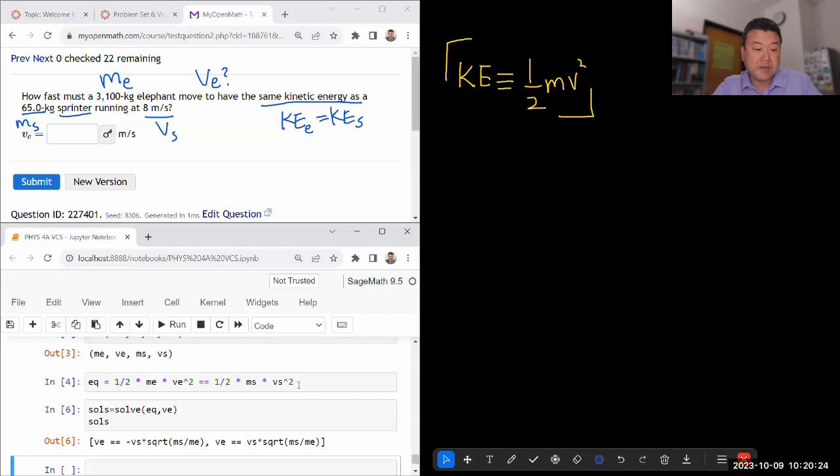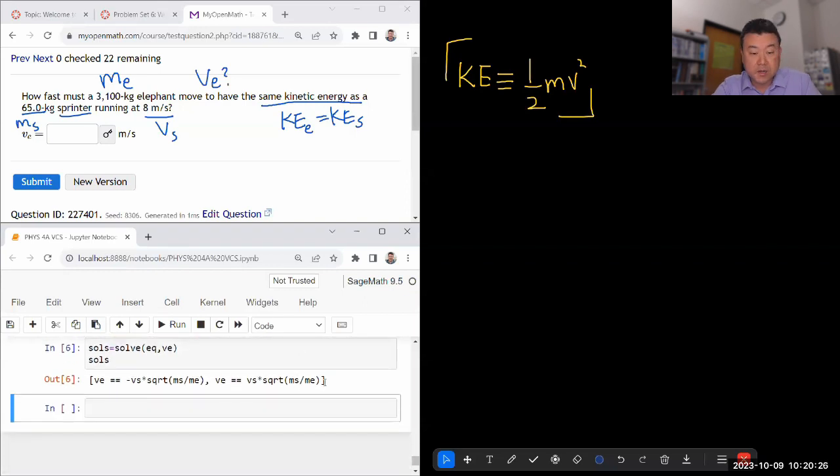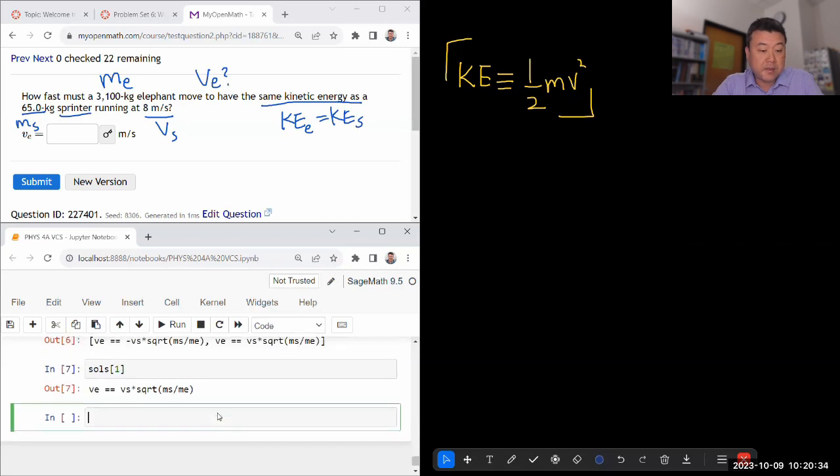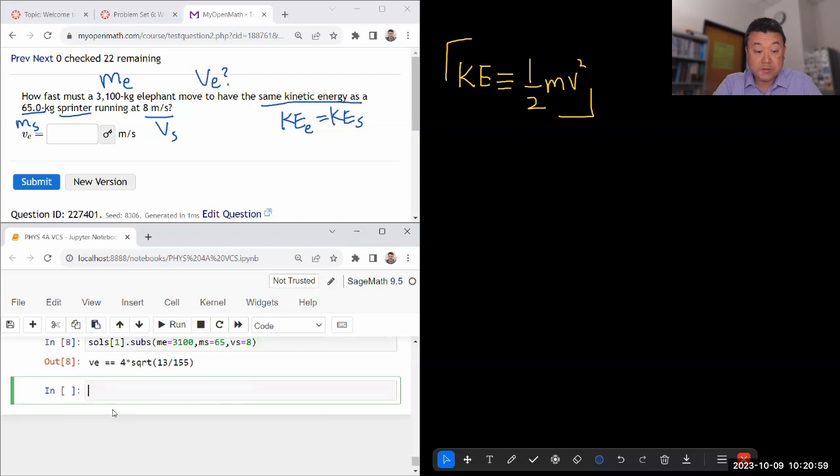Now for the speed, I'm looking for the positive answer. So let me just pick out the positive answer. That'll be the second element or index one. To find the number, let me use the substitution syntax to plug in all the numbers. So I have the mass of the elephant is 3,100 kilograms, basic SI units. I have the mass of the sprinter, that's 65 kilograms, basic SI units. And I have the speed of the sprinter, 8 meters per second, basic SI units. And I do that.